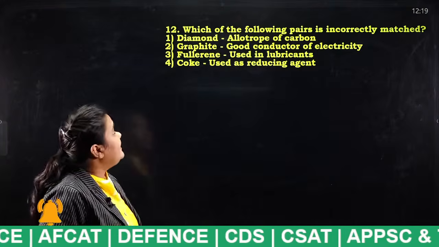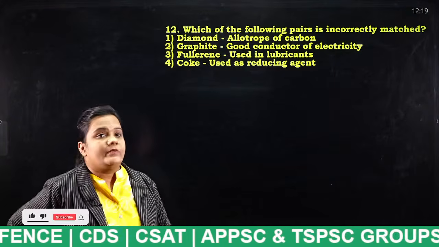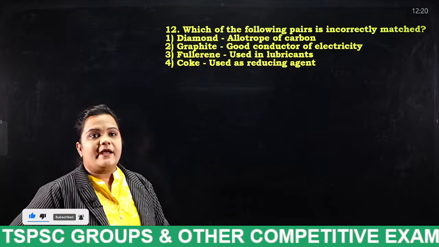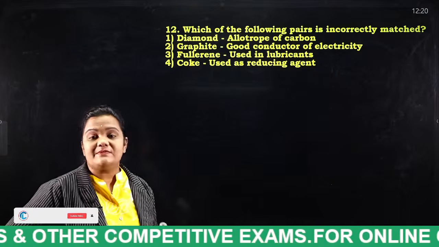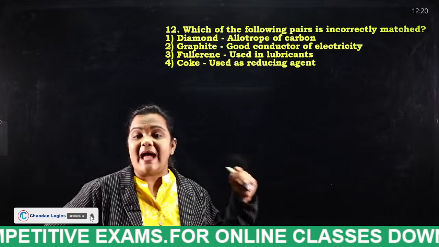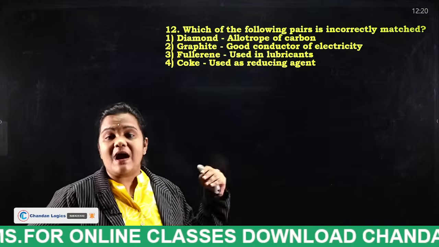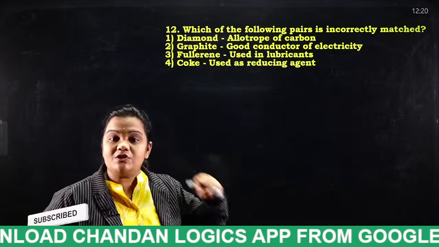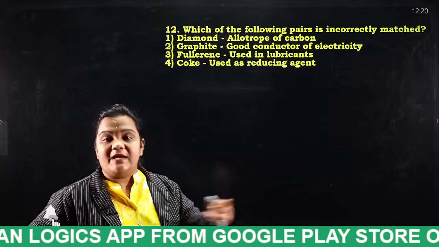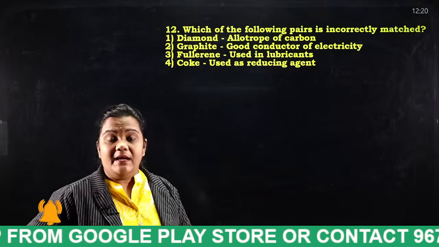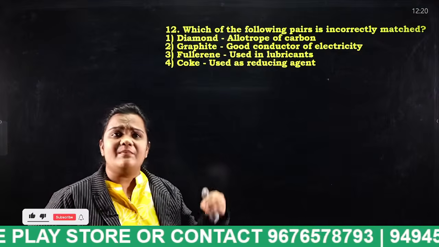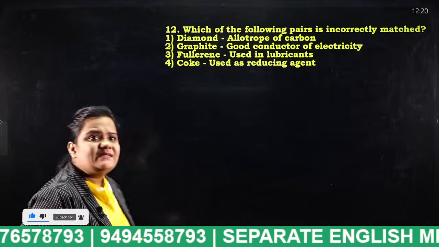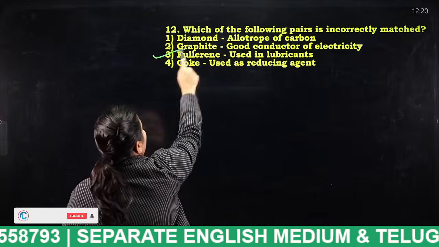Very good. Nobody is giving the correct answer. No, no, no. Graphite is a good conductor of electricity actually. I have discussed many times the carbon allotropes. What are the known carbon allotropes? Like graphite. One layer of graphite is known as graphene, then fullerene, Buckminsterfullerene, and diamond. These are all some of the allotropes. So what is the answer, students? Very good. Option 3 is the wrong one.